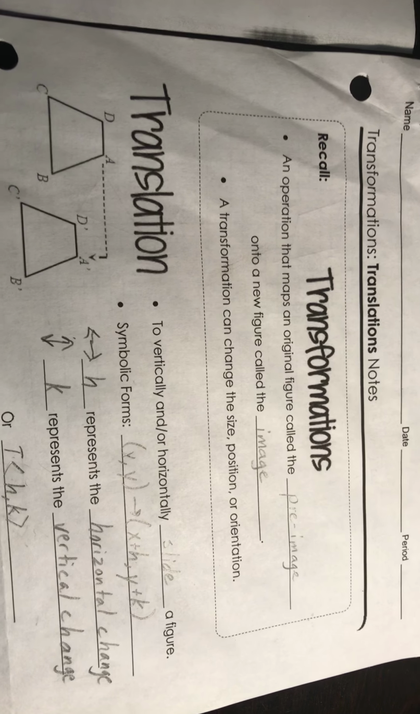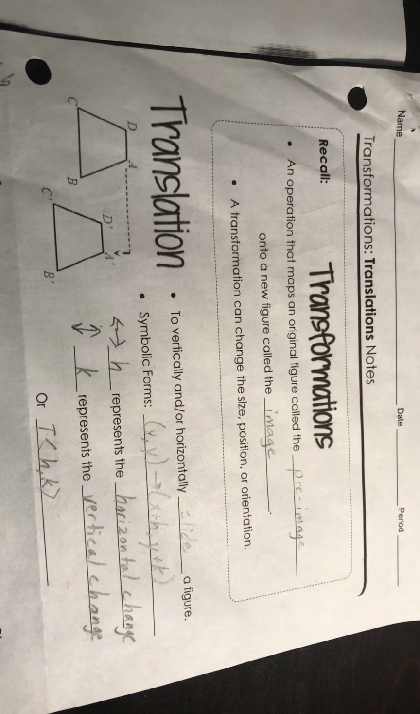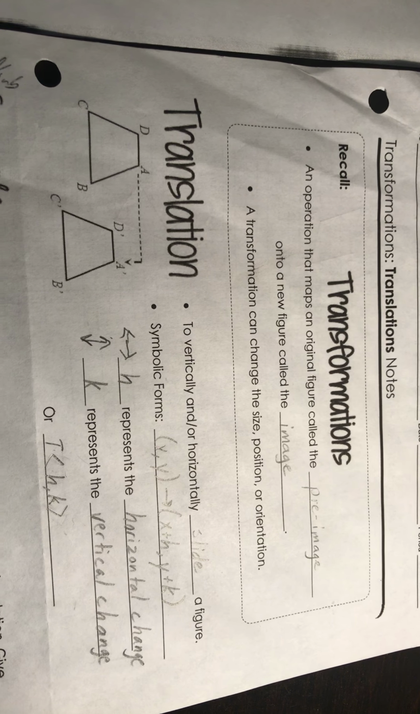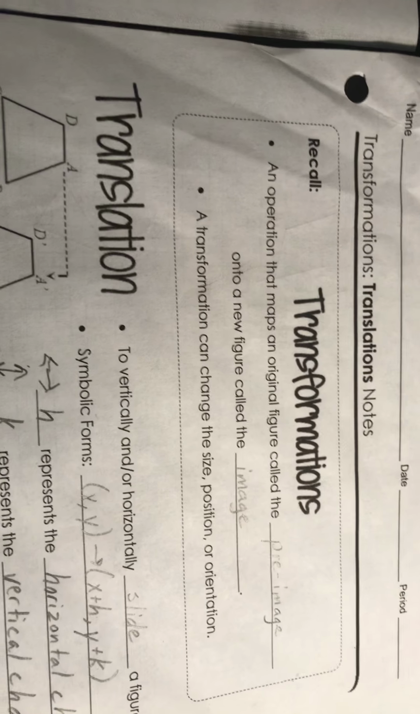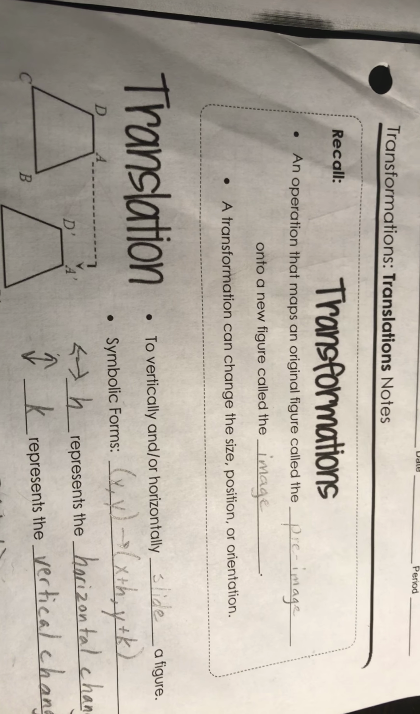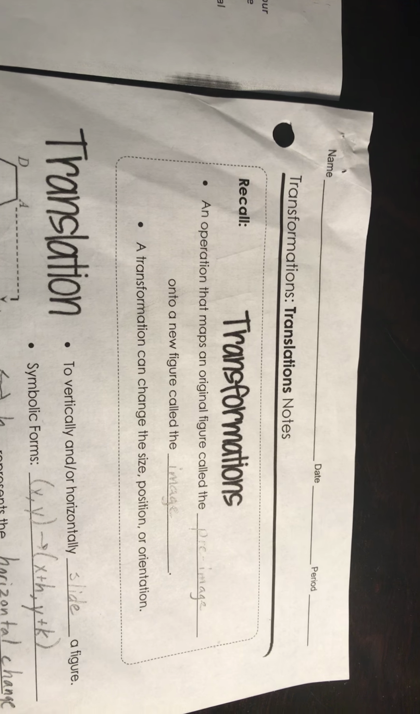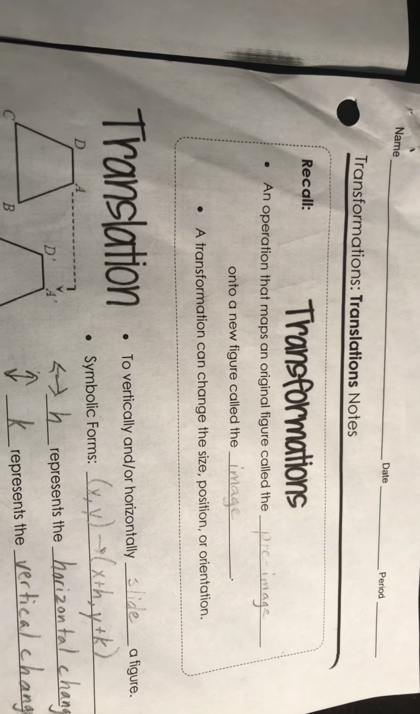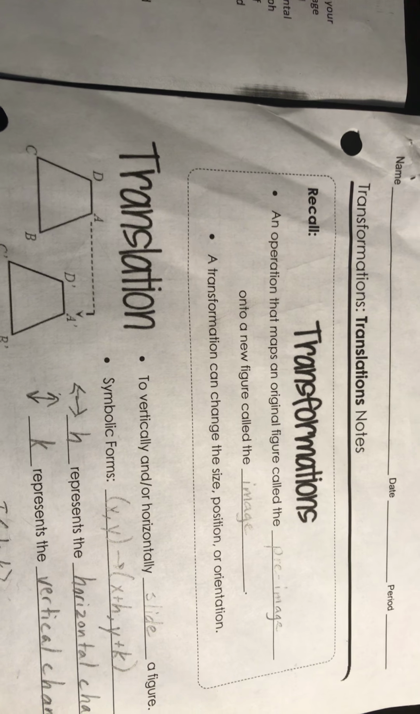So in case you were absent on the day that we learned about translations or just did not get the notes filled in, this is what you need to fill in for your notes. This is pages 26 and 27 in your notebook. A transformation is an operation that maps an original figure, called the pre-image, onto a new figure called the image. A transformation can change the size, position, or orientation. I mentioned a minute ago that for the ones we'll be learning about this chapter, the size will not be changed.